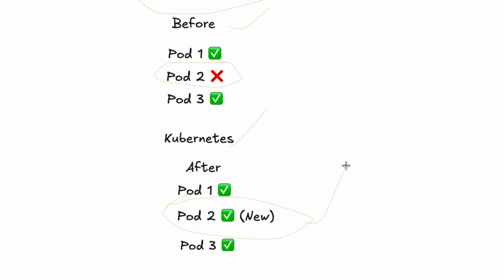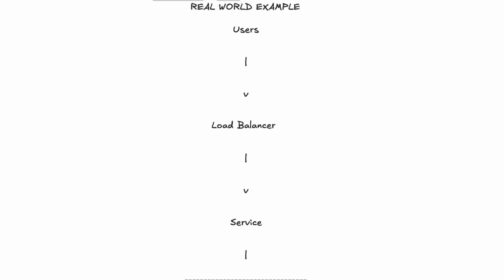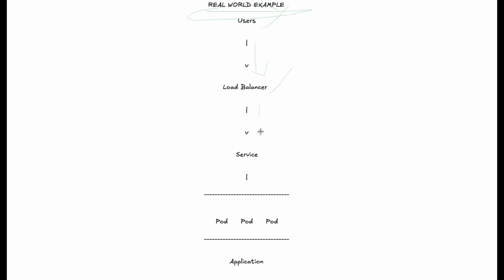We need to go through a real production example now. Now let's understand Kubernetes with a real production scenario. Imagine we are using an e-commerce application. When a customer opens the website and searches for a product, the request first comes from the user. But in a real production environment, we don't directly send every request to one server. The request first reaches the load balancer. The load balancer distributes incoming traffic across multiple application instances.